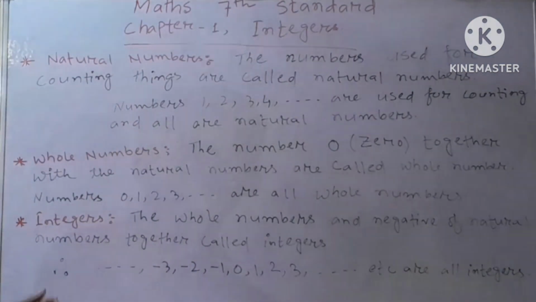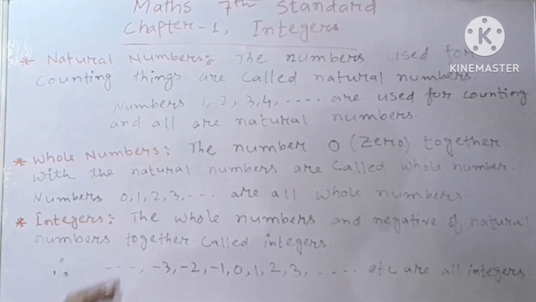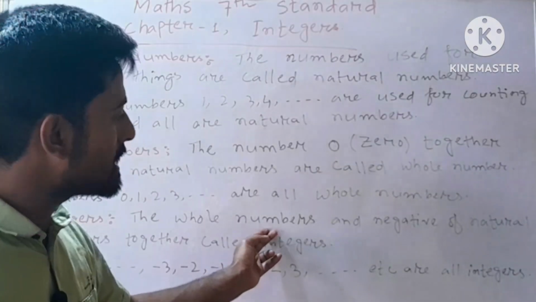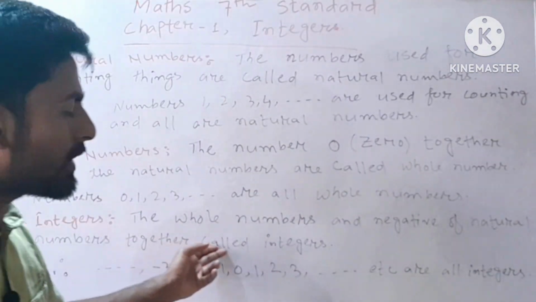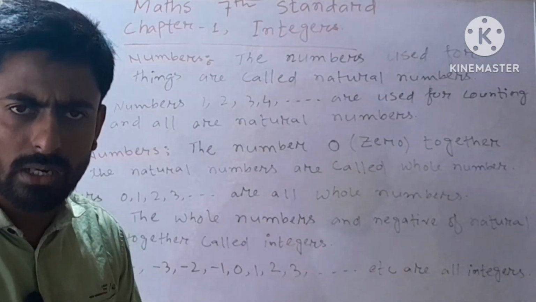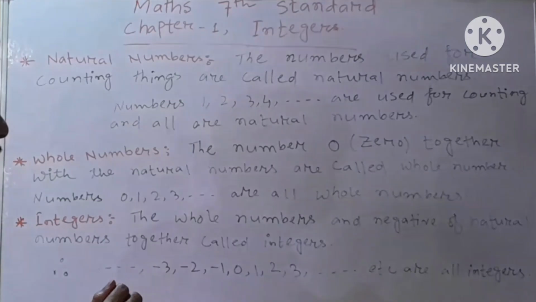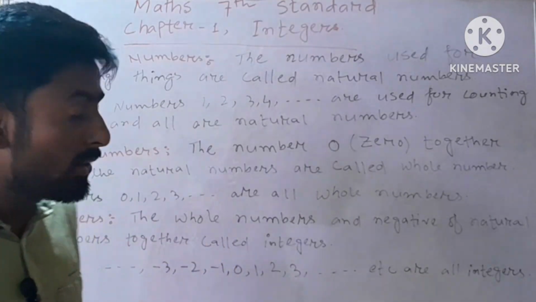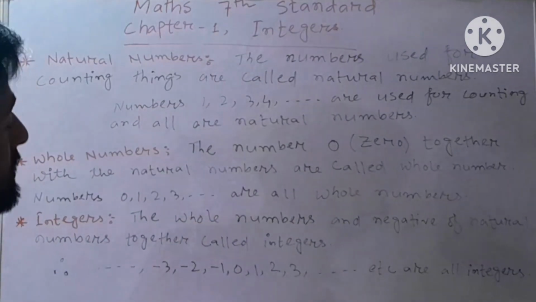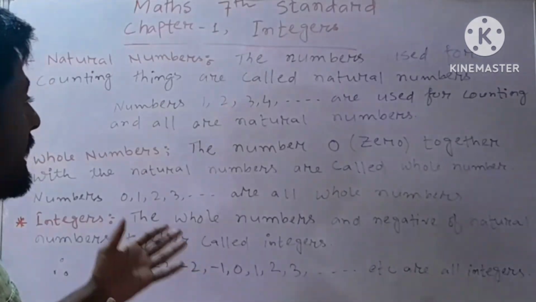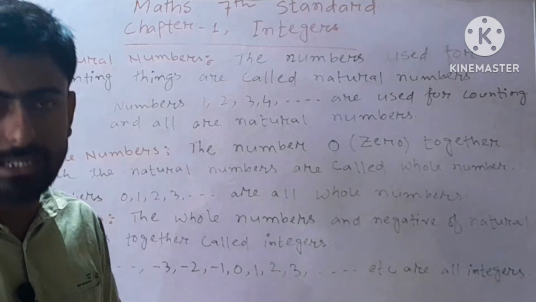Our next number is integers. What is integers? Look here, the whole numbers and negative of natural numbers together are called integers. That means we have whole numbers and natural numbers, whose definitions we have already given. So if we take the whole numbers, that means 0 to positive infinity, 0, 1, 2, 3, 4, 5 up to infinity, and the negatives of natural numbers, then we get the set of integers.